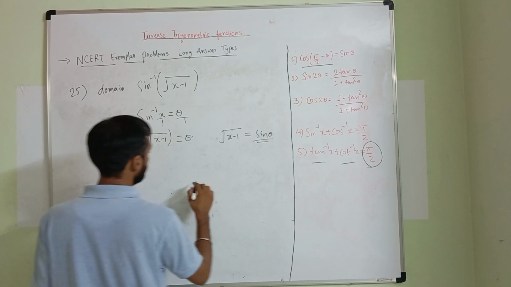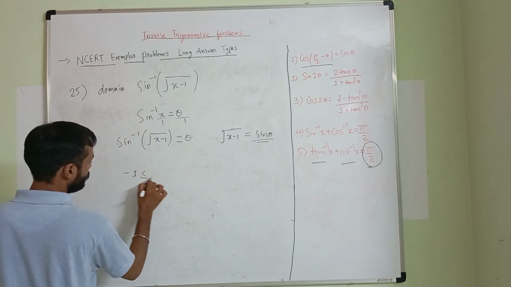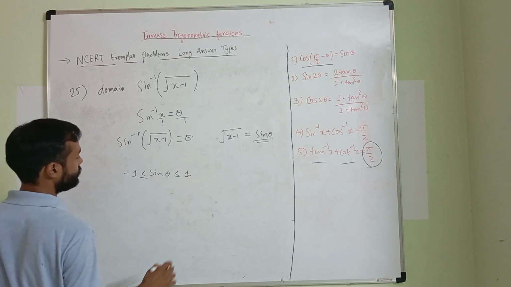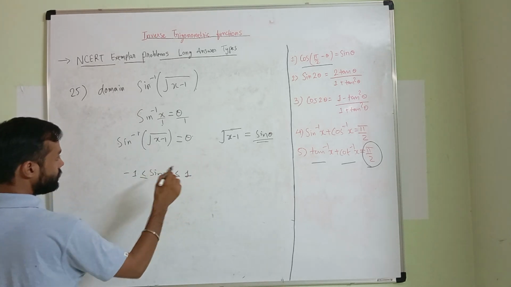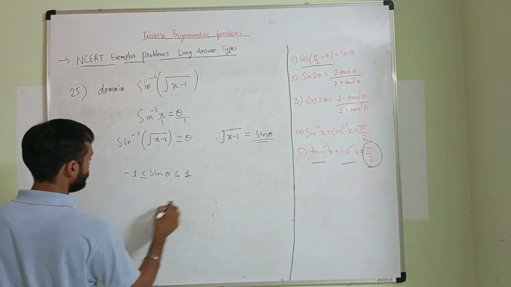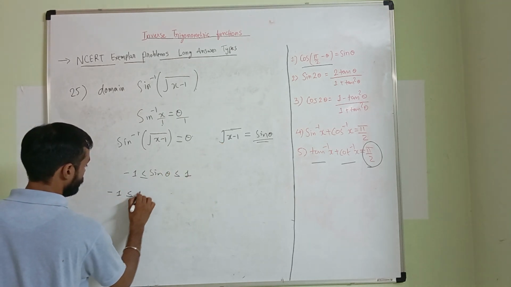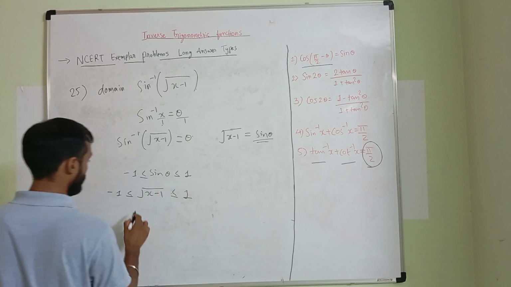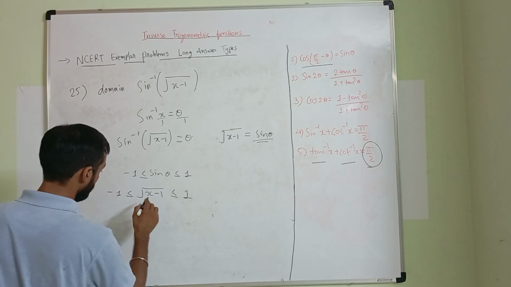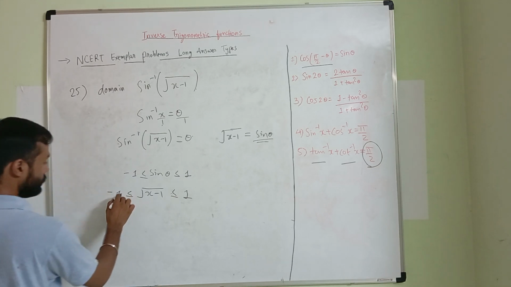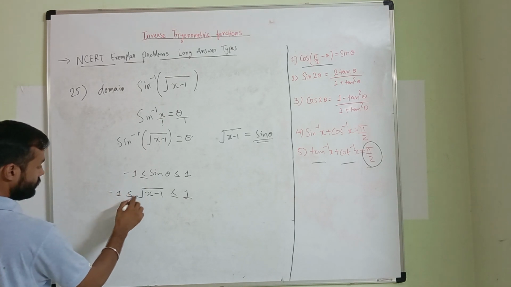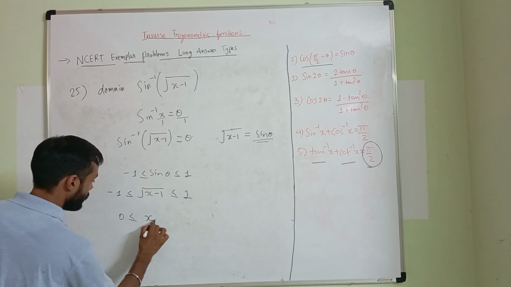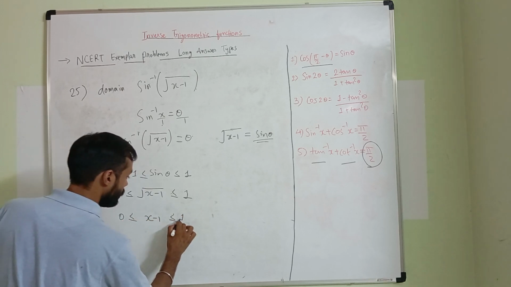The range of sine theta is from minus 1 to 1. So we will write sine theta less than or equal to 1. Now in place of sine theta, placing under root x minus 1, it will be under root x minus 1 less than or equal to 1. On squaring both sides, the square of under root x minus 1 will become x minus 1, and 1 squared is 1. So finally we will write 0 less than or equal to x minus 1 less than or equal to 1.